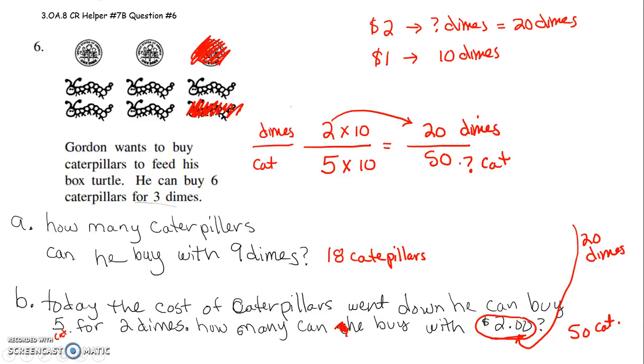And you could choose to draw your visual. You could do 2 dimes, 5 caterpillars. 2 more dimes, 5 more caterpillars. 2 more dimes, 5 more caterpillars. And then you eventually realize that 20 dimes would get you 50 caterpillars. So you could draw it out. You could set up a ratio. I could think about doing a table. I hope that is enough to support you on this problem. Good luck.